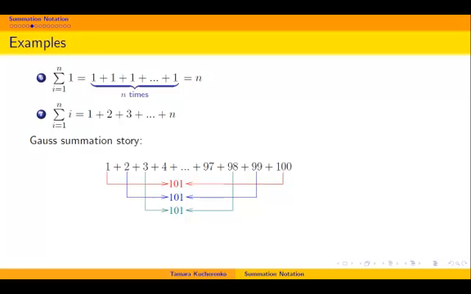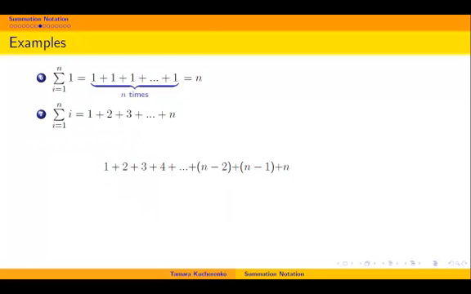Since there are 50 pairs of numbers, the sum of all numbers would be 101 times 50 equals 5050. There is nothing special about the number 100 here. Let's use the same trick to find the sum of numbers up to n.